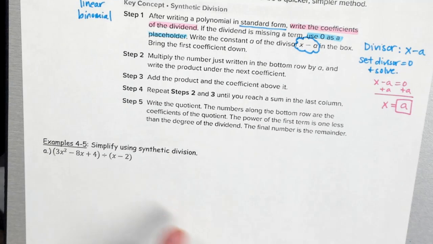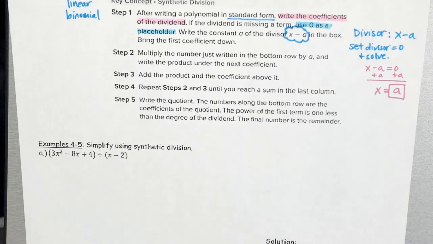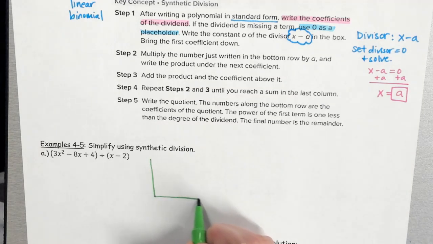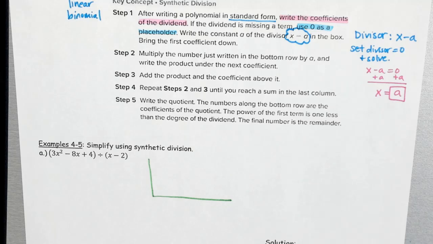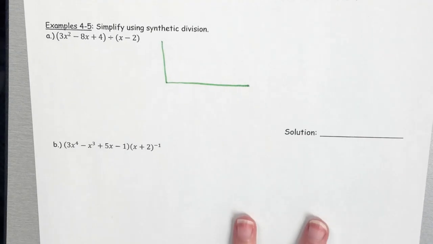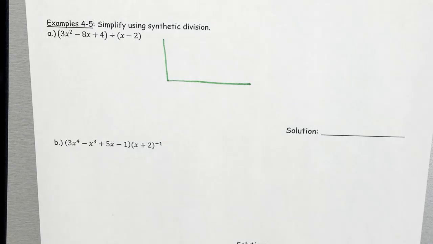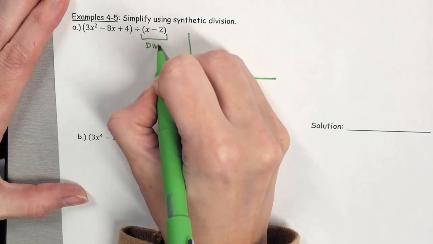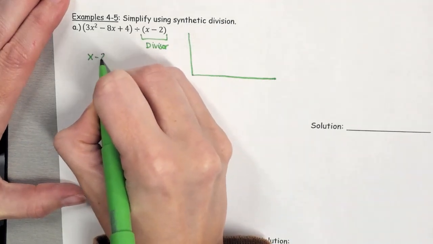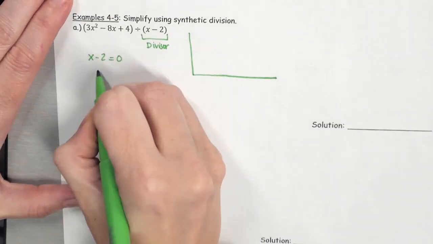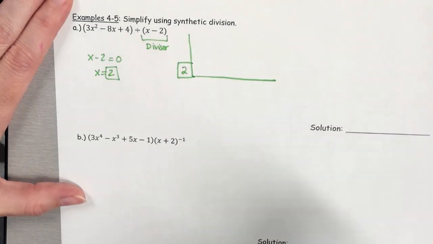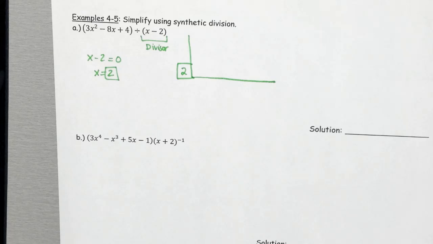So what we're going to do is we're going to do step 1 with part A. Like I said, at first, there are a lot of rules, so it can be overwhelming. So what we're going to make is half of a rectangle here. Whatever you have for your divisor, which is x minus 2, we're going to set that equal to 0, and we're going to solve. So if you add 2 to both sides, you get 2. That goes in a box right here on the end.